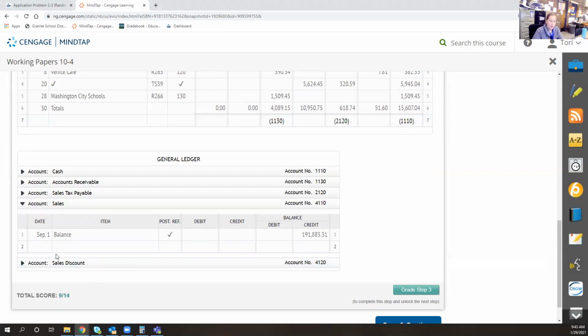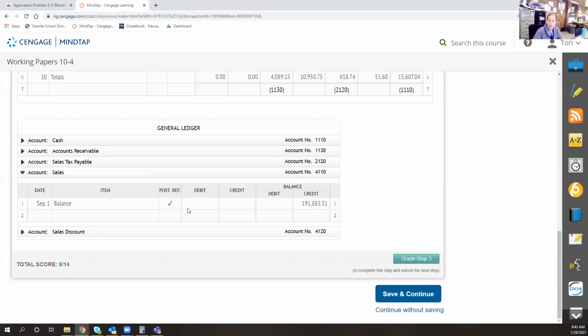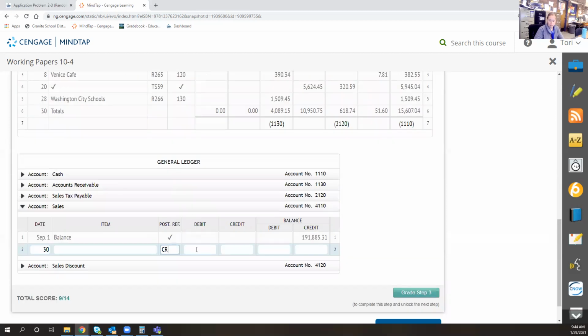Okay, our sales, we're going to put in right here our sales credit. So we put in the 30th, CR9. We're going to take this number right here, $10,950.75. We're going to add those two together, which gives us $202,836.06. Post reference is back up, 4110.